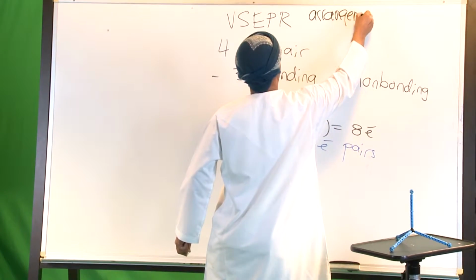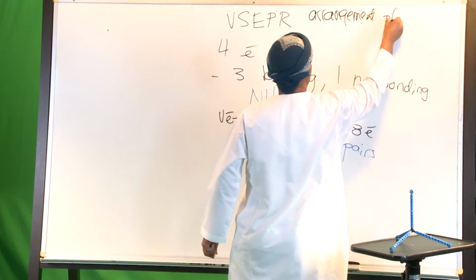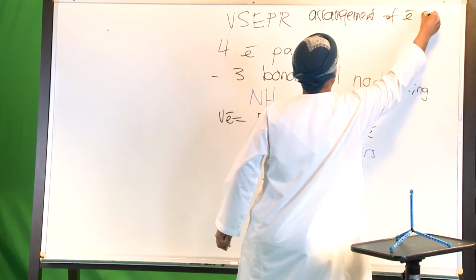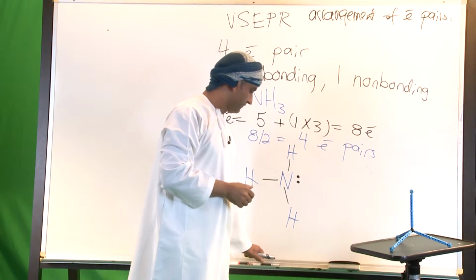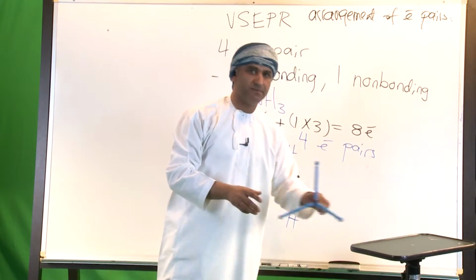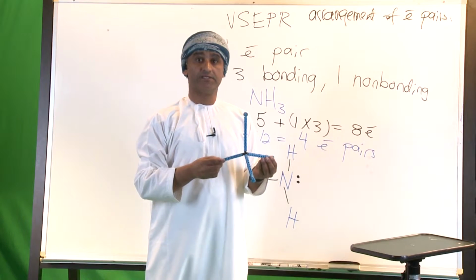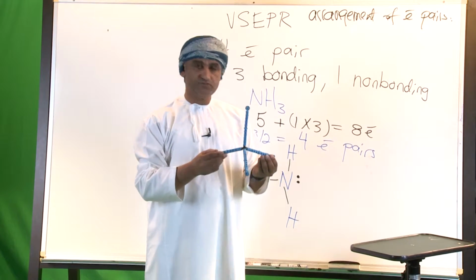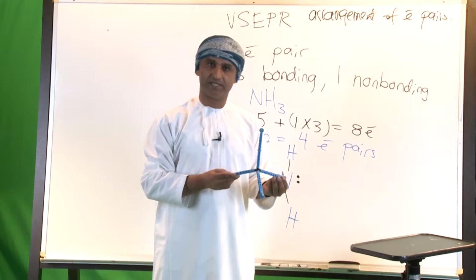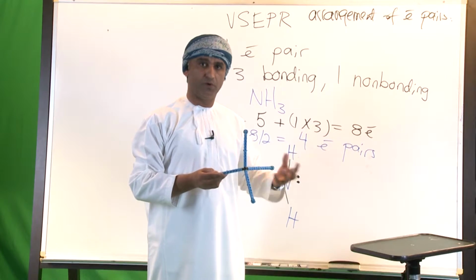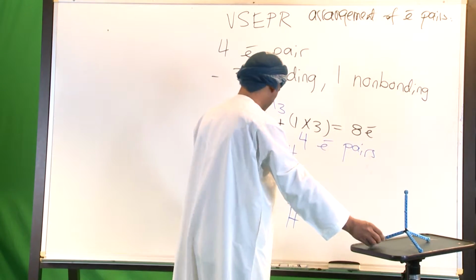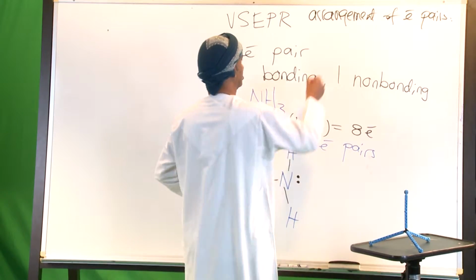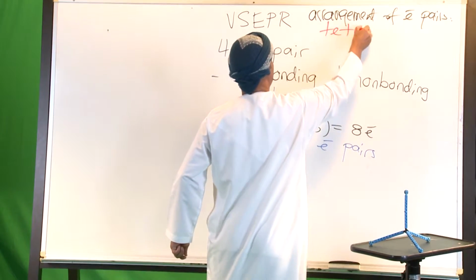So let's try to predict the arrangement of electron pairs. And since there are 4 of them, the orbital shape, just like methane, is actually tetrahedral. The arrangement of electron pairs, in this case of ammonia, or the orbital shape, is also tetrahedral. So let's write that down. So that's tetrahedral.